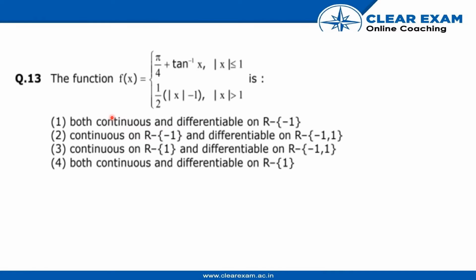So the question is: the function f(x) is π/4 + tan⁻¹x where |x| is greater than or equal to 1, and the other is (1/2)|x| − 1 where |x| is less than 1, and these are other options. Let's now move to the solution.